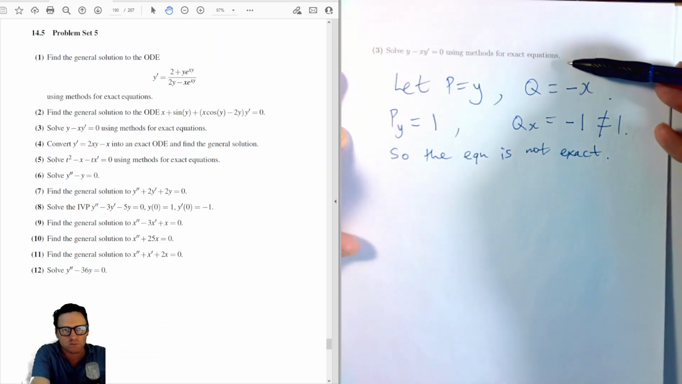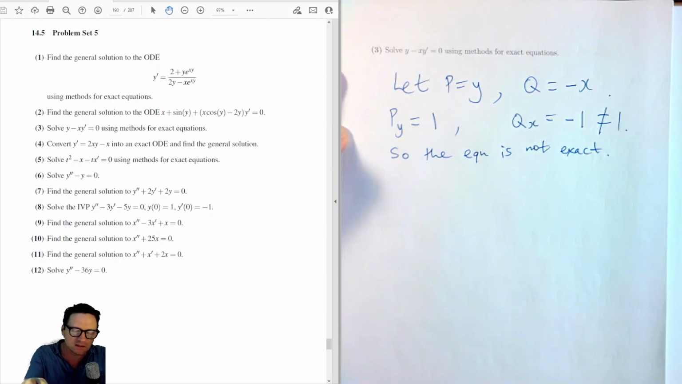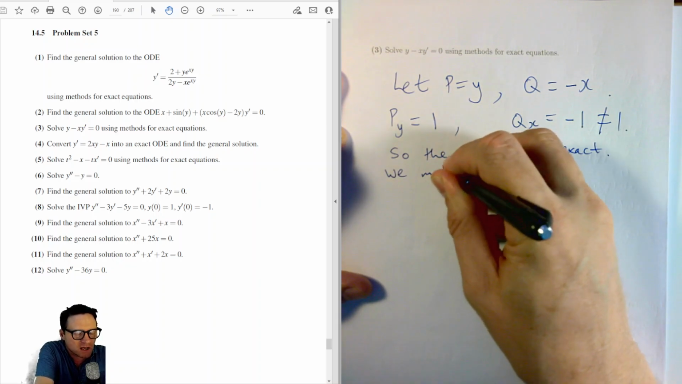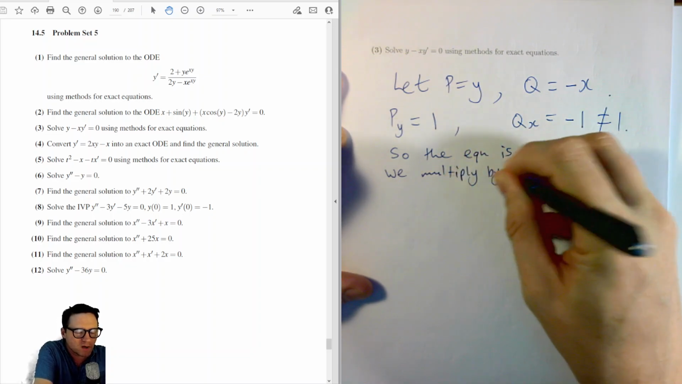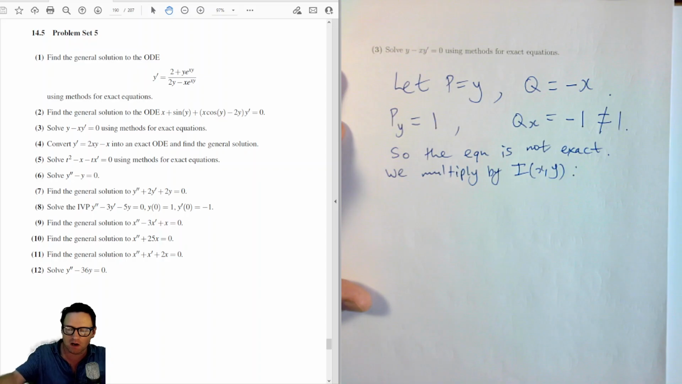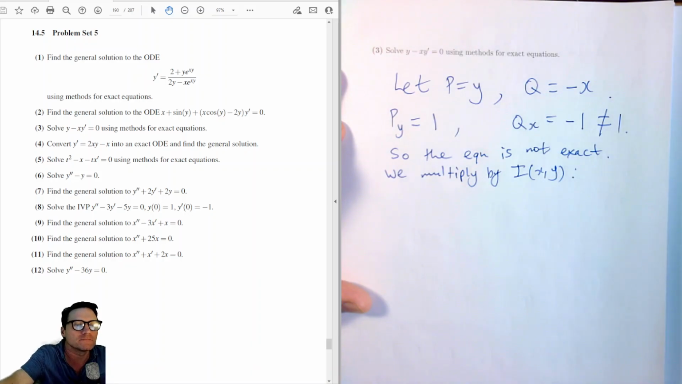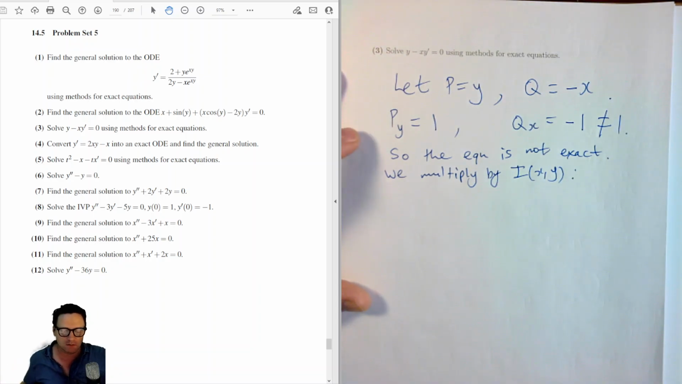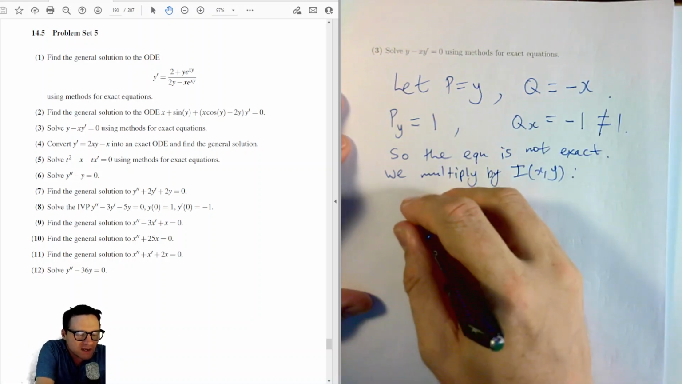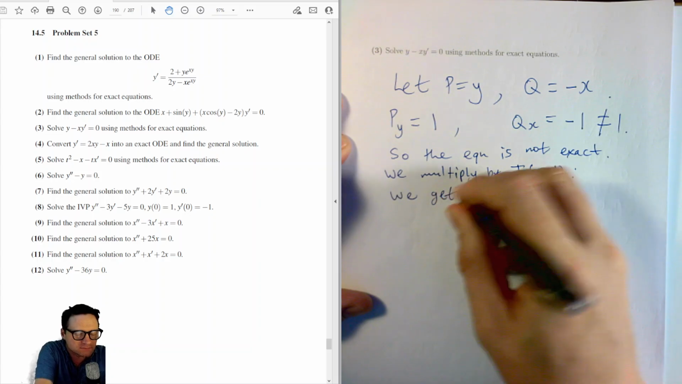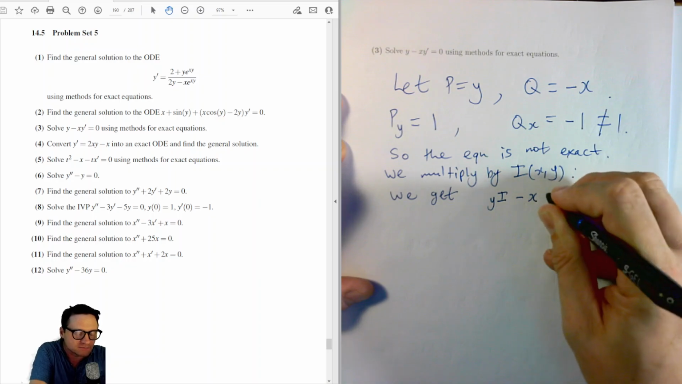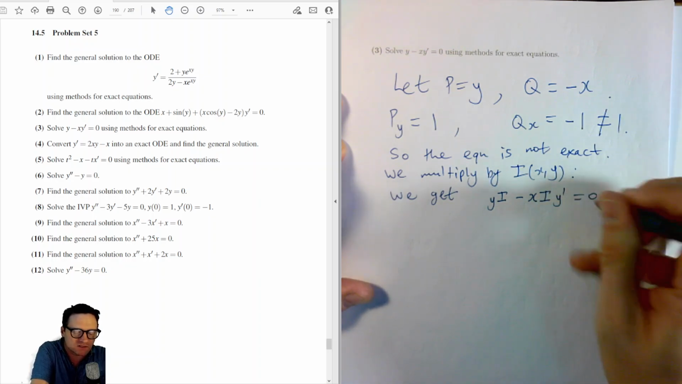However, up here this seems to suggest that we can make it exact, okay, and we can. So what we do is we multiply by an integrating factor that we don't know yet. So we multiply by I of x and y, and we assume that the result is in fact exact. Okay, so let's go ahead and do that. So now if we multiply the equation throughout by I, we get y times I minus x I y dash equals 0.